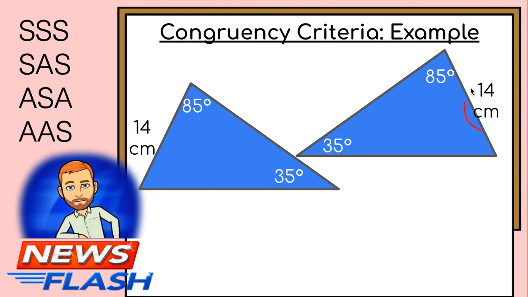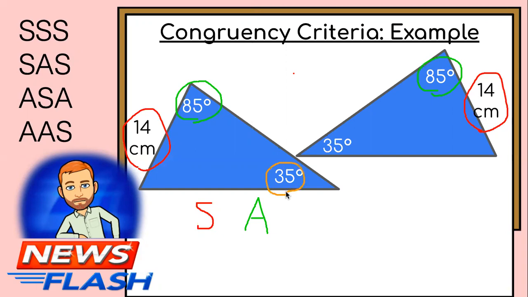So number 1, this triangle is 14 centimeters. This triangle is 14 centimeters on that side. So there's at least one matching side. Then you do the same with angles. This 85-degree angle is equal to this 85-degree angle. That's a matching angle. And we have another matching angle, this 35-degree and this 35-degree. So one matching side, two matching angles that are all equal. This allows us to use the shortcut AAS. So angle, angle, side.